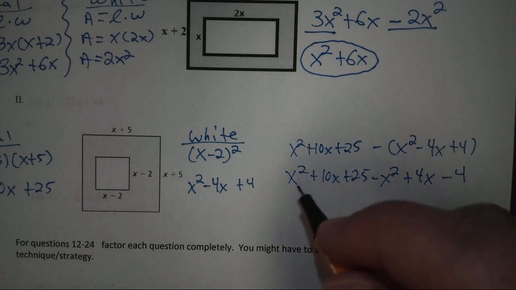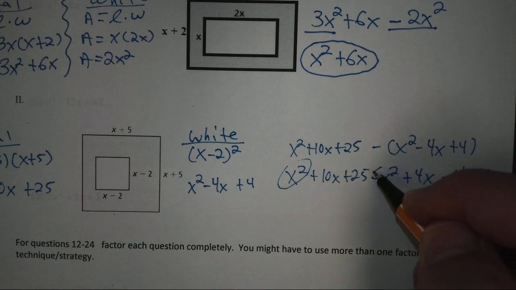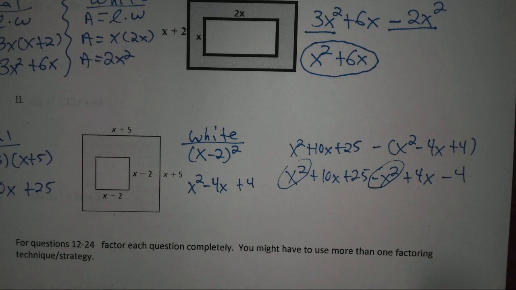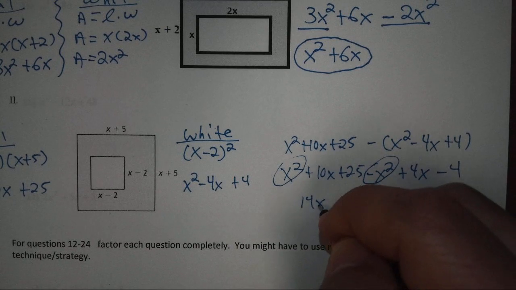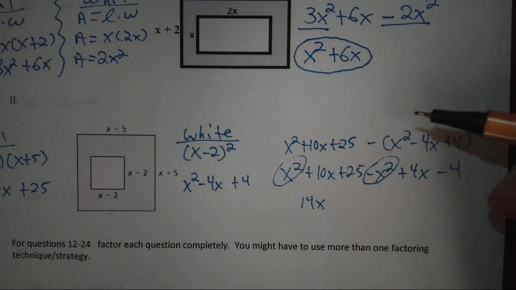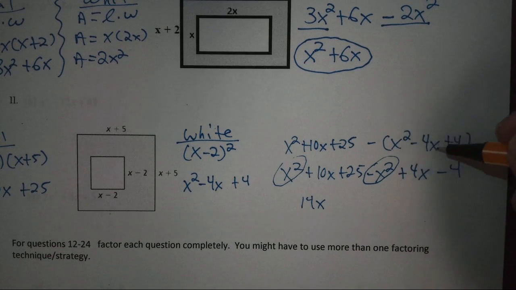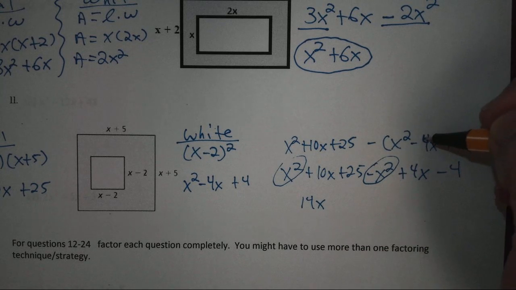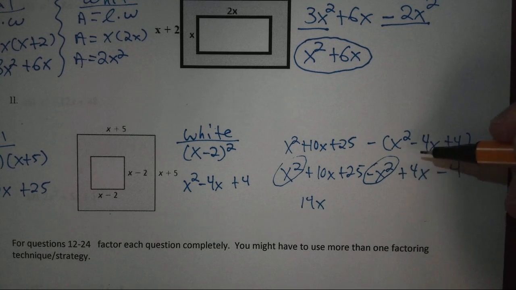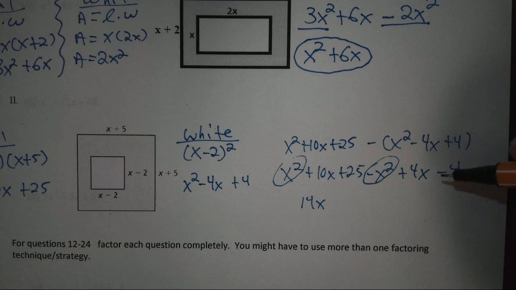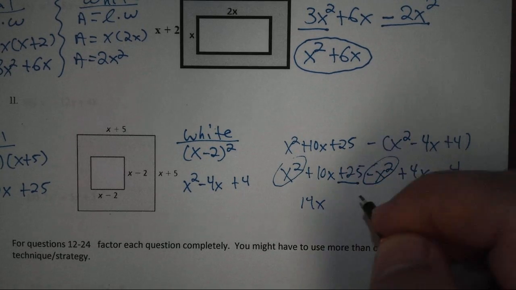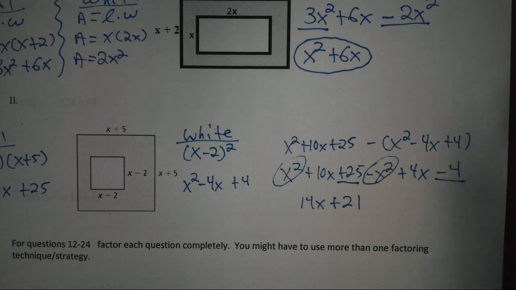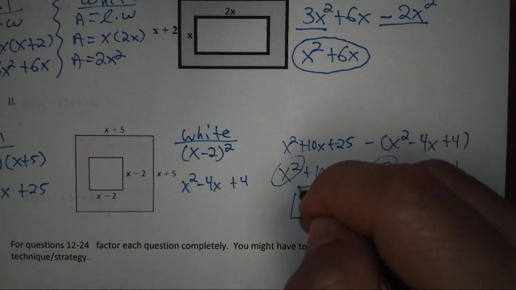Now we can combine like terms. X squared, negative x squared, they cancel out. 10x, 4x, so that makes a 14x. If we didn't put the parentheses around it, some of us might have thought that that was a minus 4x. But because we were subtracting a negative 4, it really turned into a plus 4. And that's why the parentheses are helpful. And then we've got a 25 and a minus 4, which makes a positive 21. So 14x plus 21 is your area.